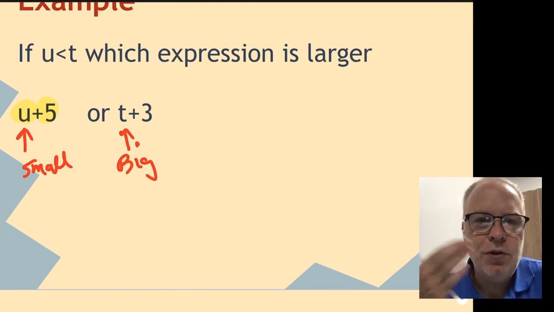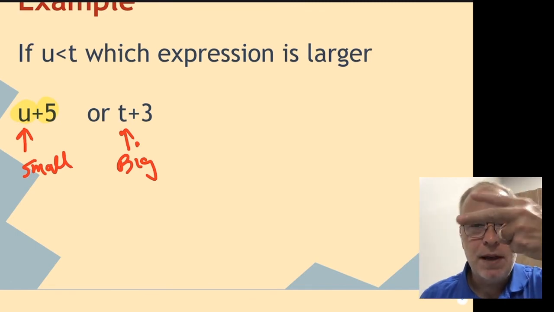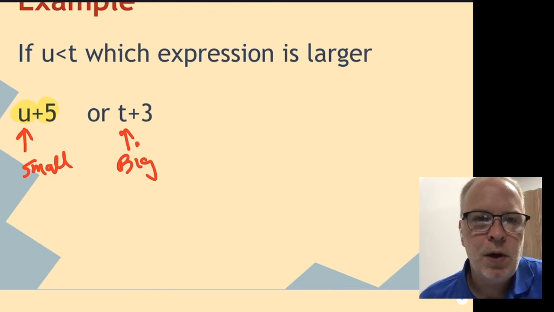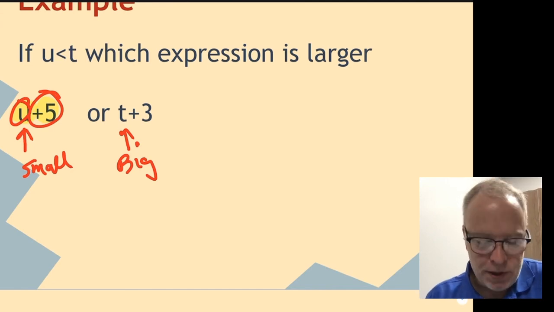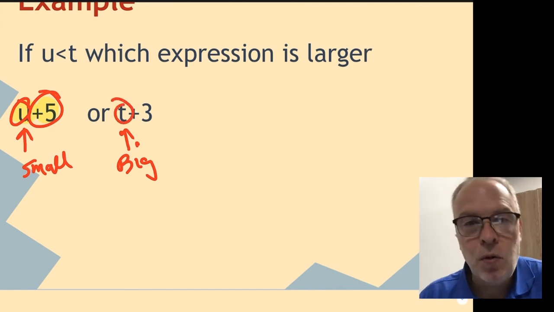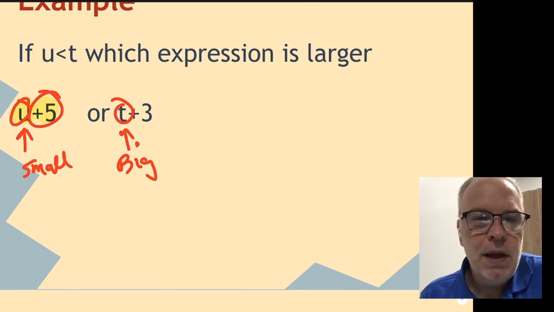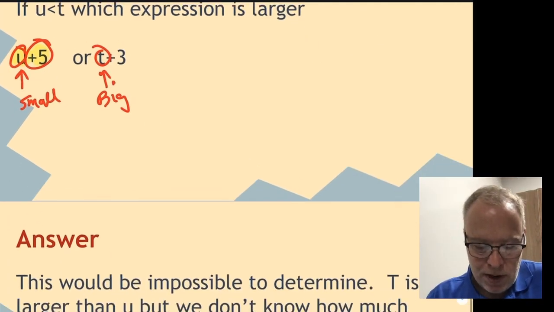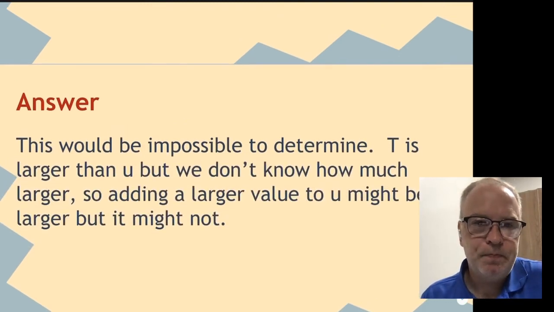I could do some different examples and I could get the inequality to go this way on one example and this way on the other, depending on what I pick for u or t. So if you take a small number and you add 5 versus a big number and then you add only 3, you see how they're kind of working against each other. We don't have a clear answer here. So this would be impossible to determine.